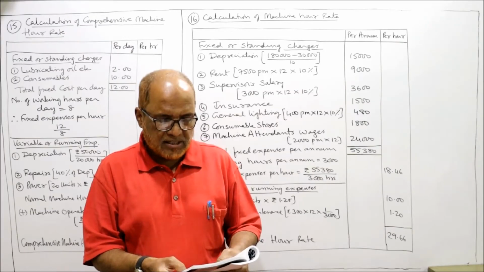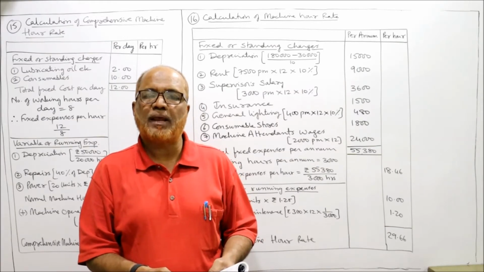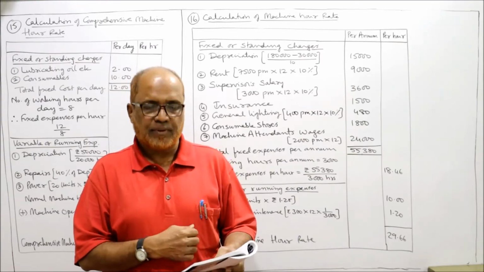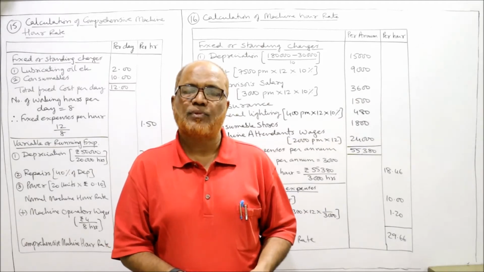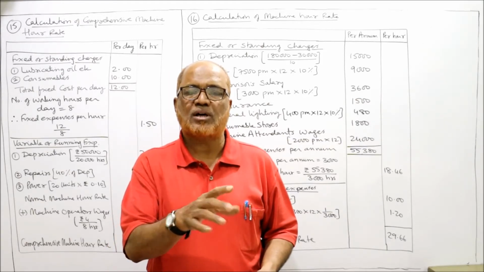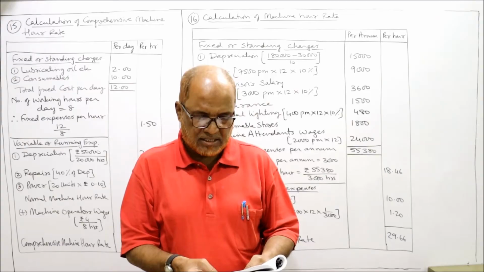Then repairs and maintenance per month is 300. So repair and maintenance we will take under variable. Then consumable stores per annum 1,800. So complete consumable stores 1,800 we will take as fixed expense.